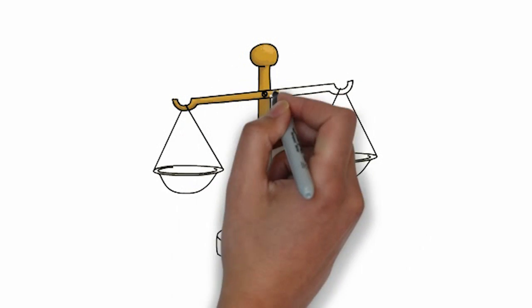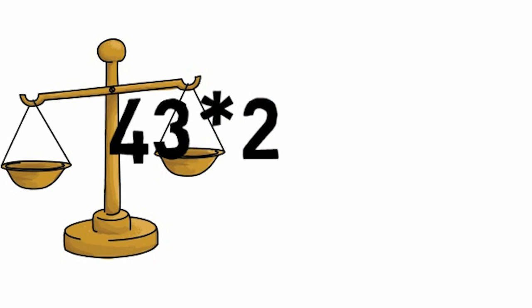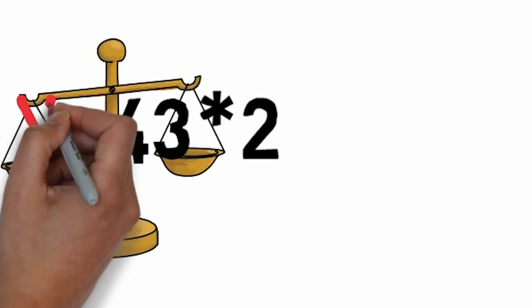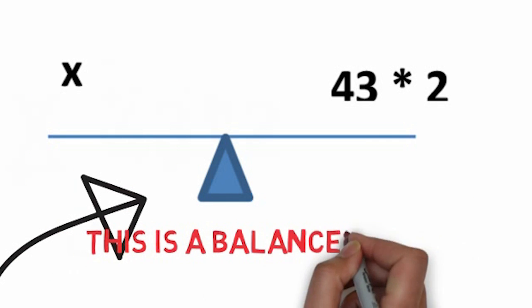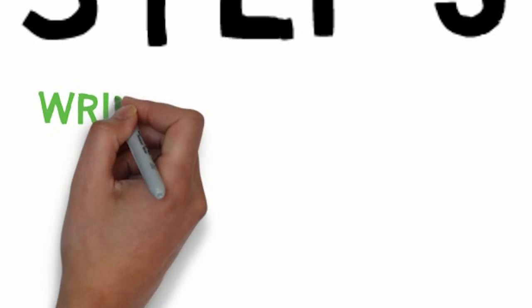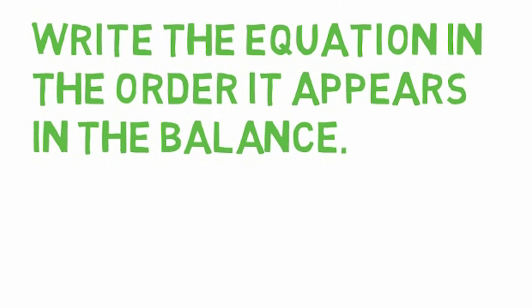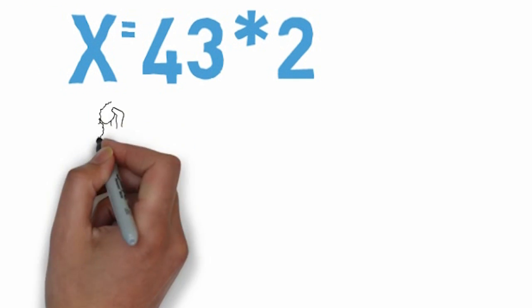Step 2. To keep the scale balanced, that is to make the values equal and to find the equation, we multiply 43 by 2 because the sentence said twice. Now we have two values weighing the same or equal. Step 3. Write the equation in the order that it appears in the balance. X equals 43 times 2.